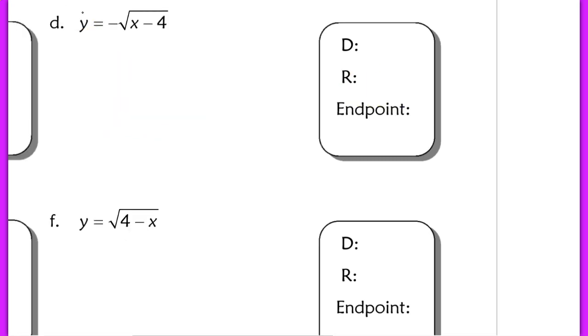Now in our next example, we have two different transformations that occur here. See how we have a negative out in front of that radical? Well, this is going to flip it over the x-axis, just like it did in the last problem.